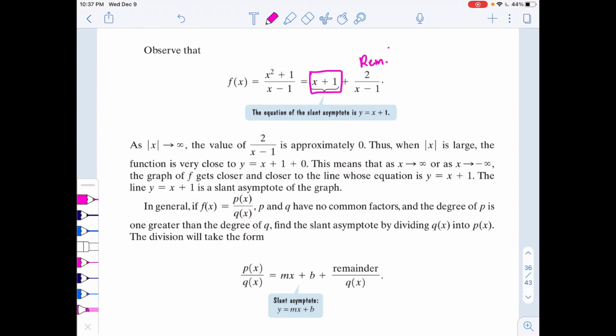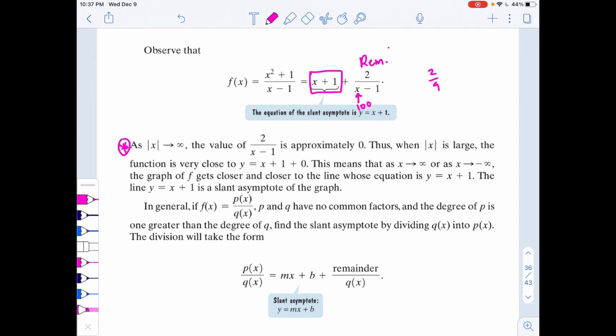And then they have the remainder. And why do we not care about the remainder? This says down here that as the absolute value of x, whatever x is, positive or negative, approaches infinity, the value of that little piece is going to be approximately 0. So if you think about that, if I were to have an x value of 10, 10 minus 1 would be 9. We'd have a fraction 2/9.